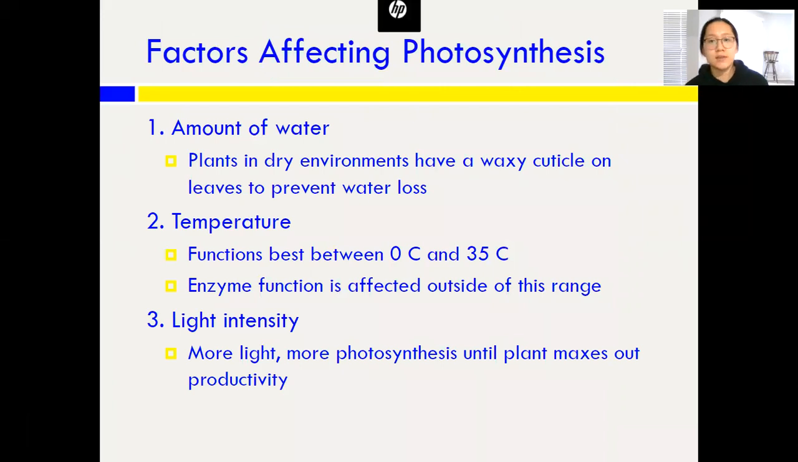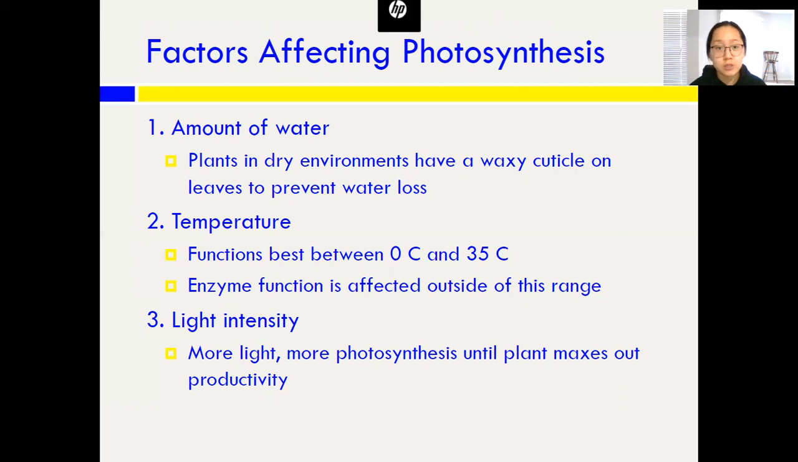So there are some factors that affect photosynthesis and affect how efficient it is, or if it's going to work at all. And that obviously has to do with the reactant side. So if you limit the amount of water, photosynthesis is either not going to occur or it's going to occur really slowly. So plants in a dry environment have an especially thick waxy cuticle or waxy layer on the leaves so that the water is not getting lost from the plant as easily.